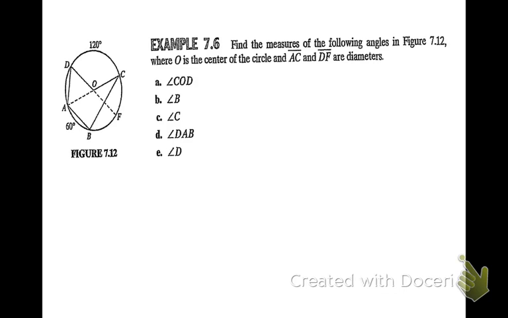Find the measures of the following angles in the figure, where O is the center of the circle, and AC and DF are diameters. That's key. Whenever you're doing one of these problems, identify the diameters, because that can tell you a lot. You've got 180 or whatever. If you get stuck, you're probably missing a diameter. You'll see what I mean when we solve this problem.